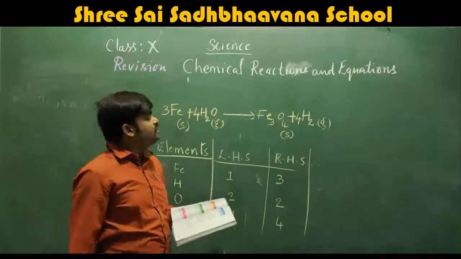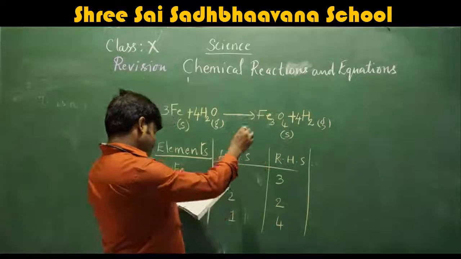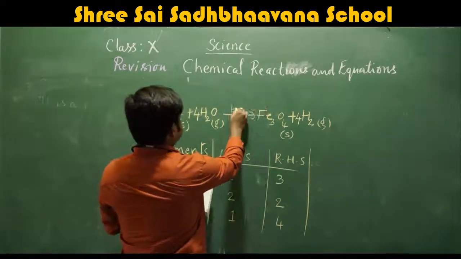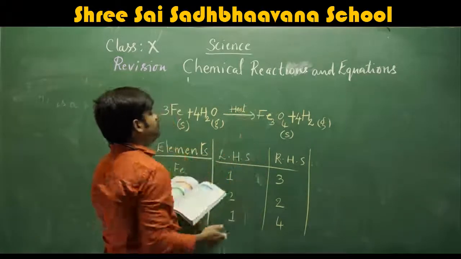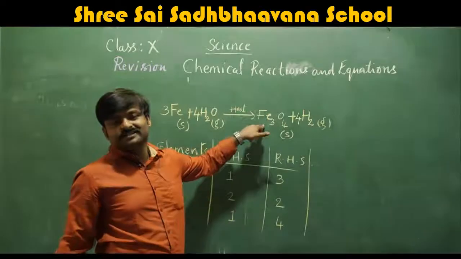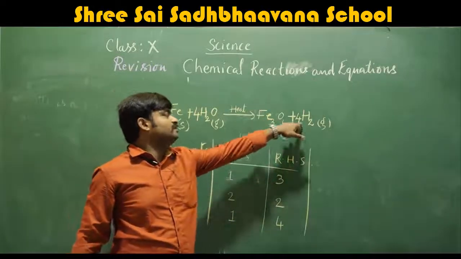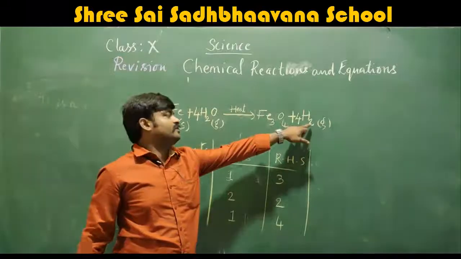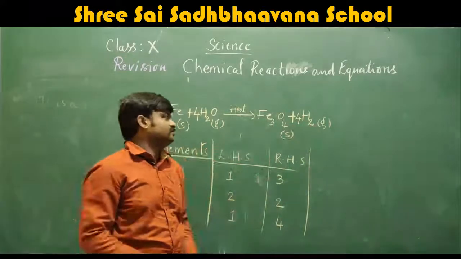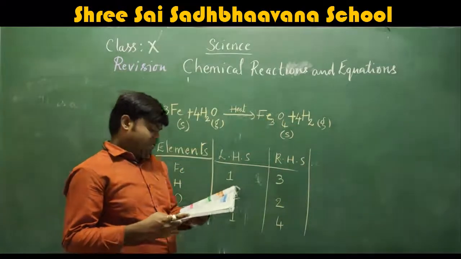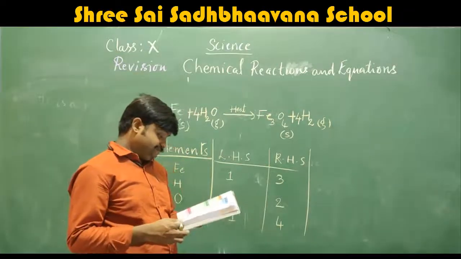3Fe plus 4H2O. In the presence of heat, what happens? Ferric oxide plus 4H2, hydrogen. Yes. So this is how to balance the equation.